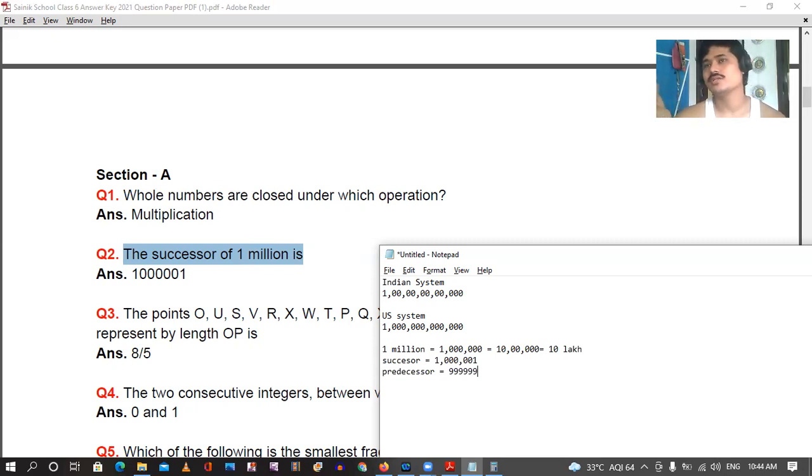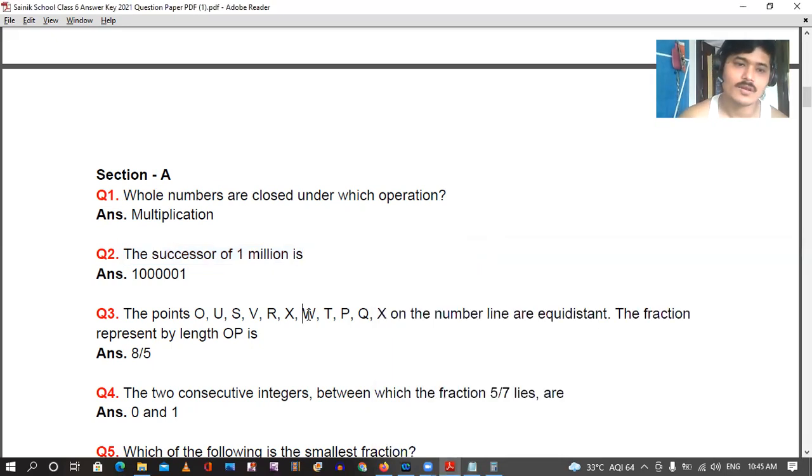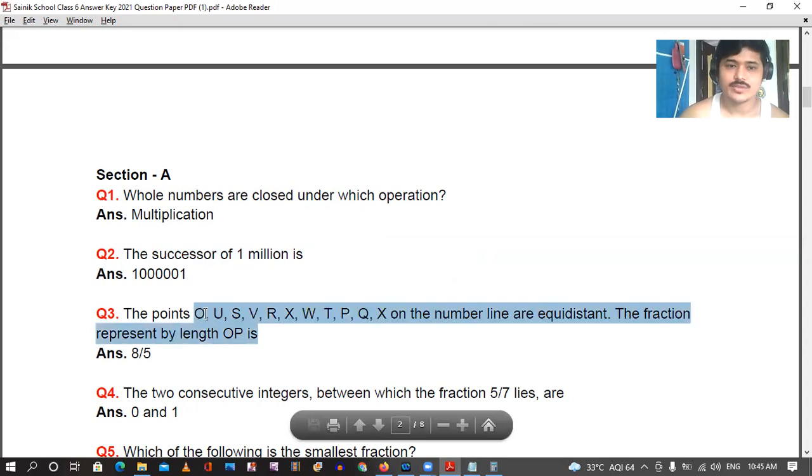Sometimes you can also see this in terms of office bearers. When you take the office, you are basically the successor of your previous officer, and your previous officer becomes the predecessor. He was there, and you are the successor. You are the next one. Okay, next question.